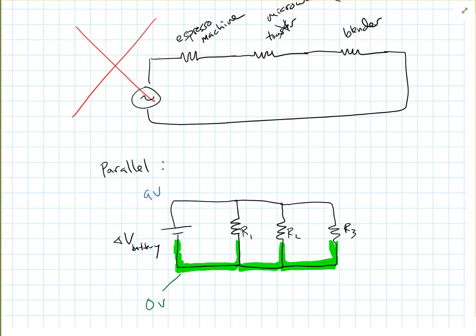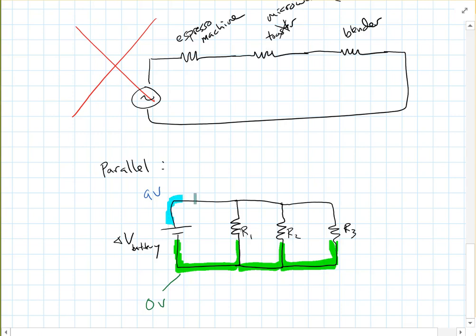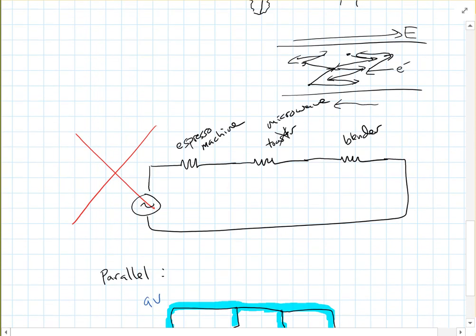So I'm going to call that, I'll use my blue highlighter. So all of that comes out to be 9 volts. So you can see every one of these resistors has a 9-volt difference across it.